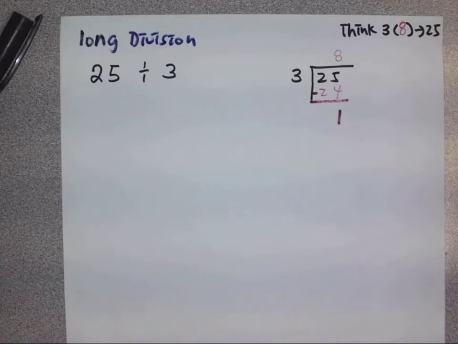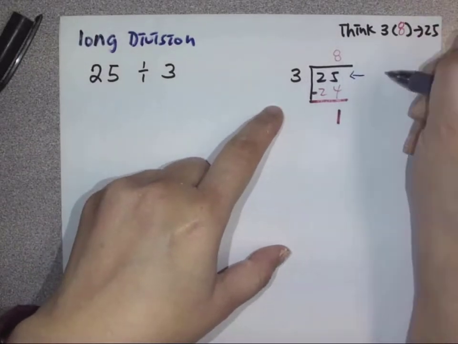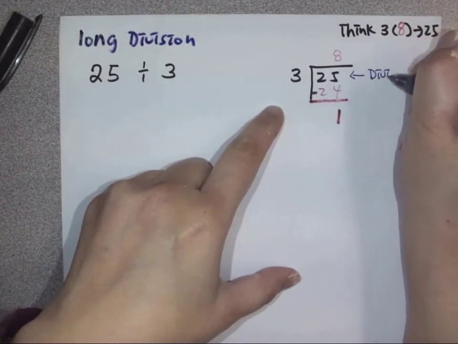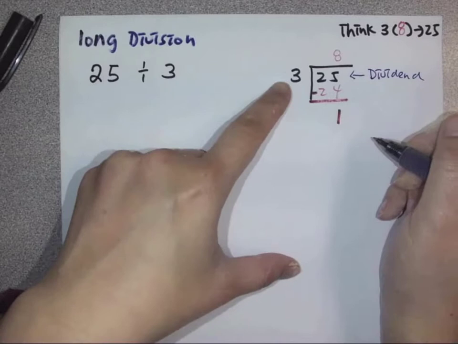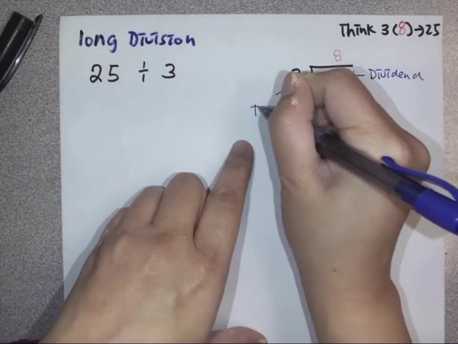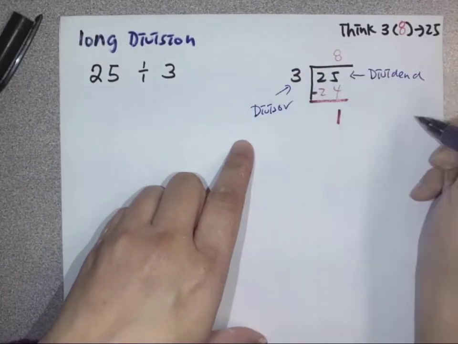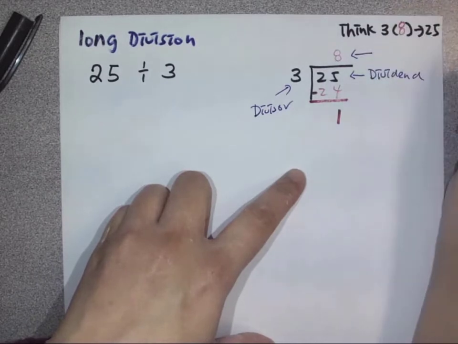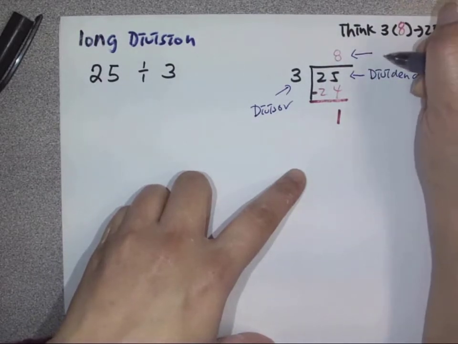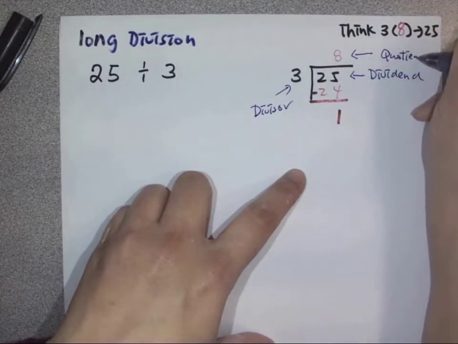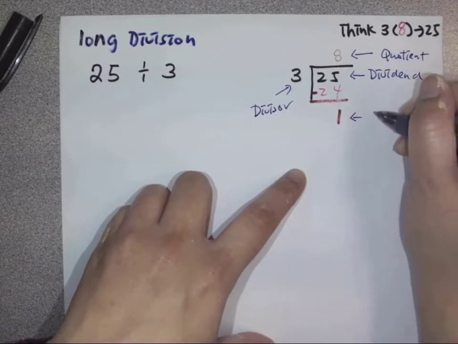1. And do you remember those terms? Your 25 is your dividend, and your 3 is your divisor. And the 8 is your quotient. And the 1 is your remainder.